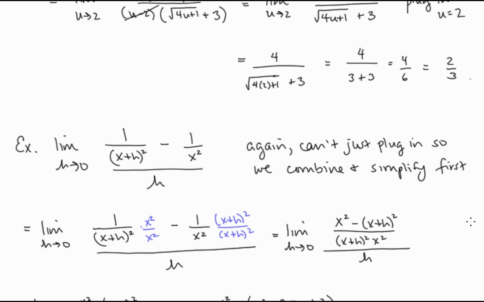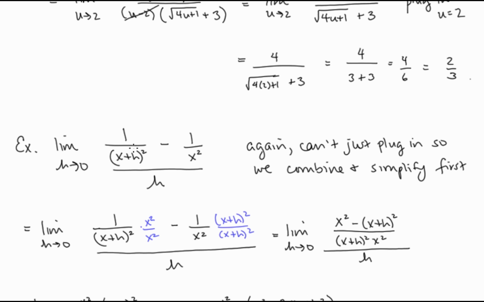Let's take a look at another. Here we have limit as h goes to 0, 1 over x plus h quantity squared minus 1 over x squared all over h. Again, if we try plugging in h equals 0, we're just going to get 0 over 0. So we hope to do some algebraic manipulation on this so that we can cancel a factor of h in the numerator and denominator and then plug in h equals 0.